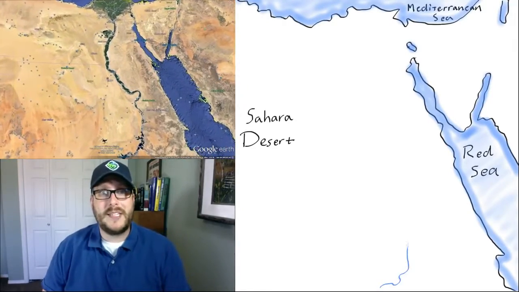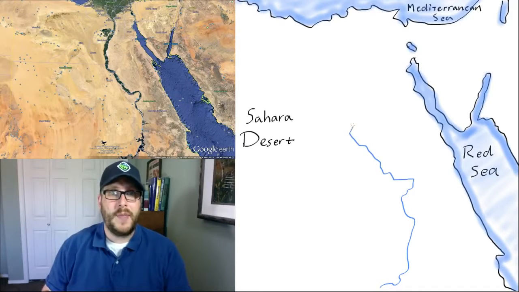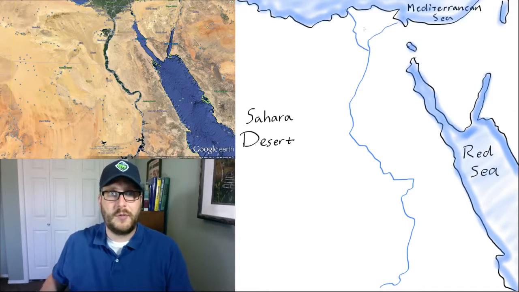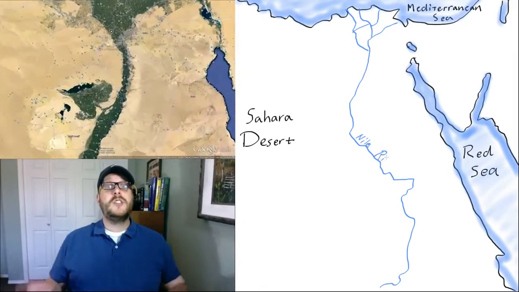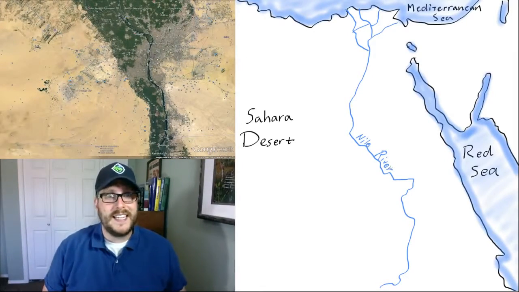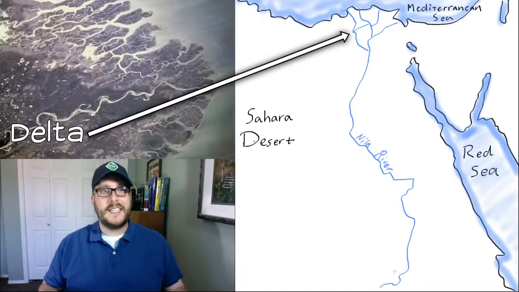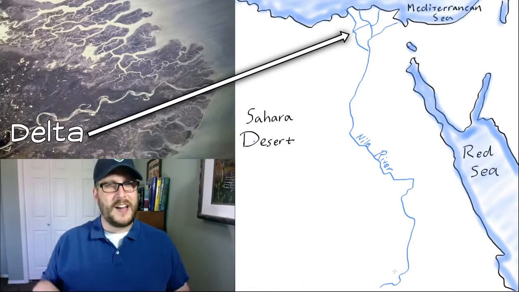Going back to our map, we see that this is the Nile River. The Nile River is the longest river in the world. In fact, it's 4,000 miles. That's a long river. It flows north into the Mediterranean Sea, and it ends in a delta, which is a deposit of sand or fertile soil at the mouth of a river, and the Nile Delta is very fertile.